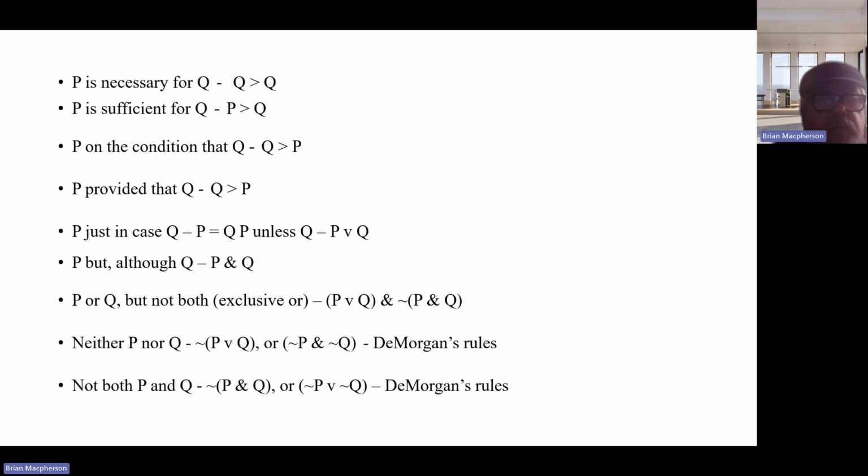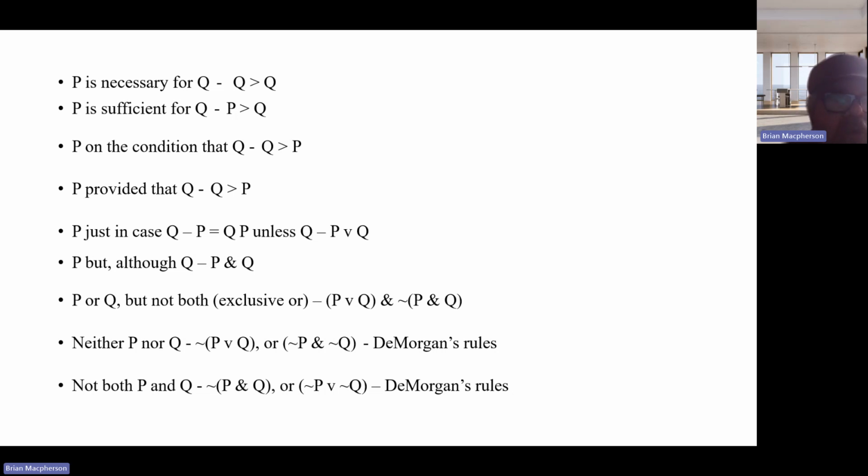Okay, P or Q, but not both, again, that's the exclusive or. We already went over that. Sorry for the redundancy. Neither P nor Q means P doesn't happen and Q doesn't happen. You can translate it as either not, parentheses, P or Q, or as not P and not Q. Those are called De Morgan's rules. Not both P and Q: you can have not, parentheses, P and Q, that says not both, or you can have not P or not Q, which means either P must be false or Q must be false. Again, these equivalences are known as De Morgan's rules.